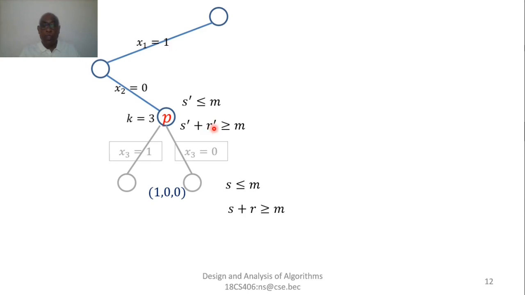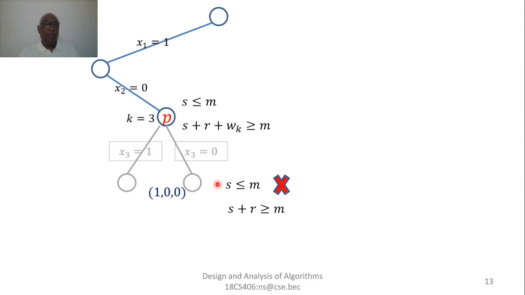So the newly written conditions will be: S is less than or equal to m, because there is no difference between S prime and S since wk is not added. And the second condition becomes S plus R plus wk should be greater than or equal to m. And we find that S less than or equal to m is already satisfied at the parent, and hence it need not be checked at the node corresponding to xk equal to 0.